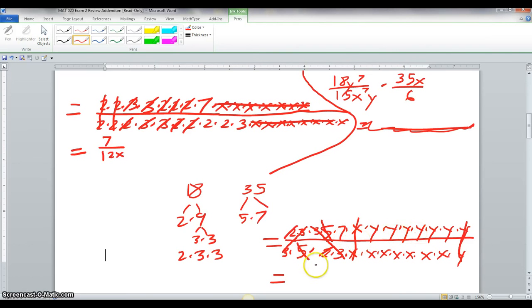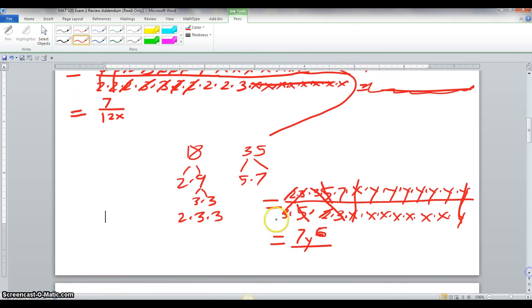Our numerator will give us 7y to the 6th power. And our denominator will give us, we have no numbers left in the denominator, so what we will have here is 6 x's, which will give us x to the 6th. So our final answer here is 7y to the 6th over x to the 6th. And that is it.